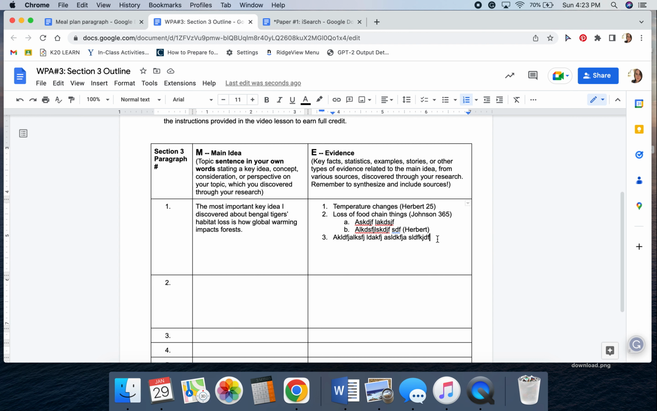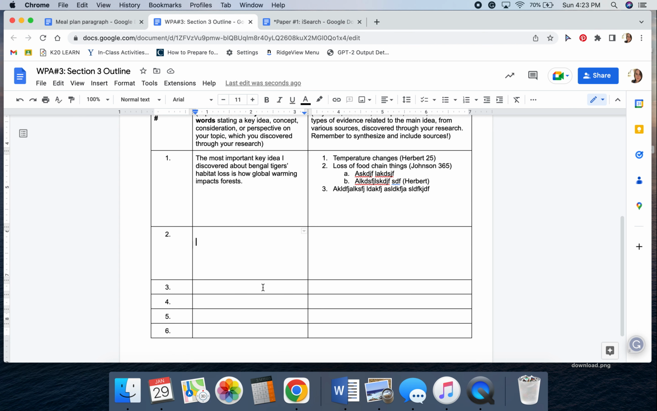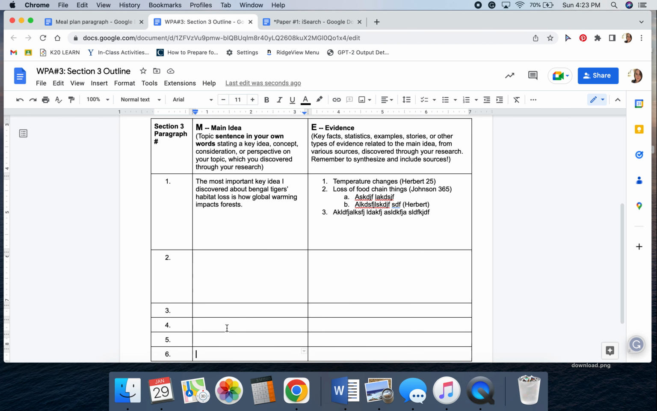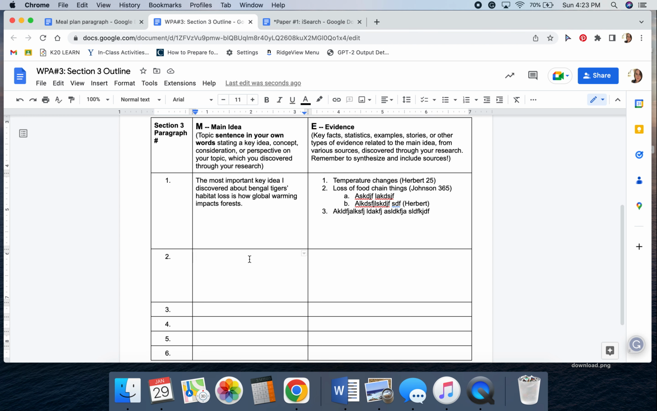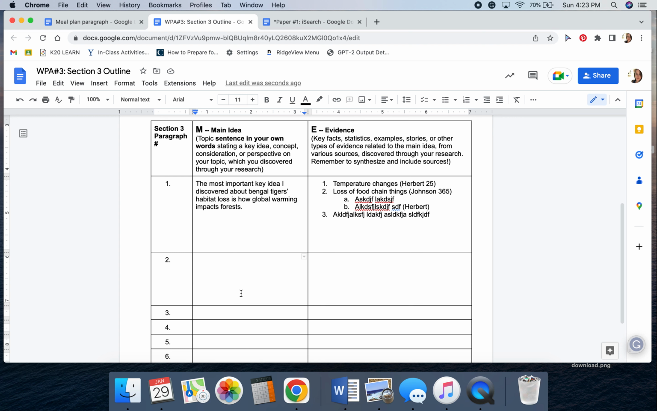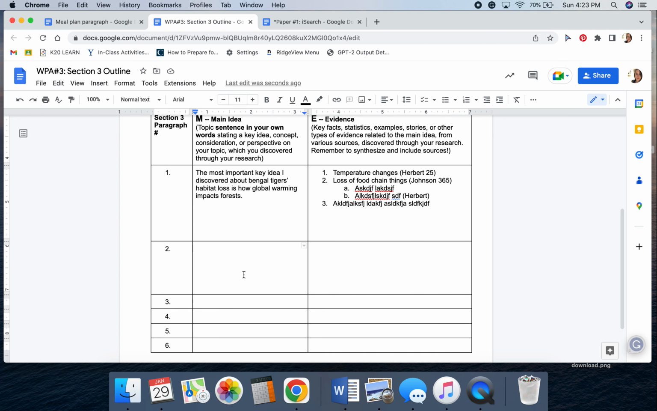Those should be real sources that you're actually going to use that you found in your source journal or as you're continuing to do more research, okay? Now, there are 6 boxes here. You do not have to have 6, but you should have more than 3. If you don't need the rest, you can just leave them blank.